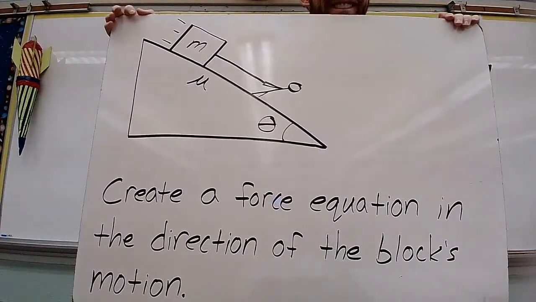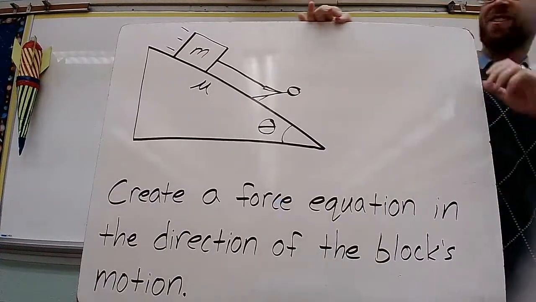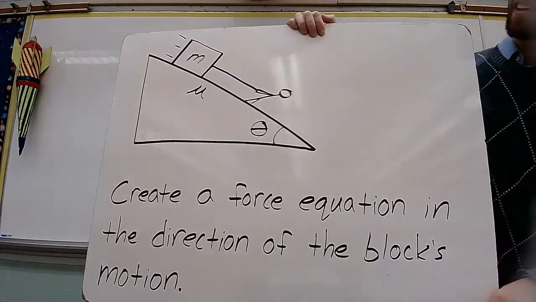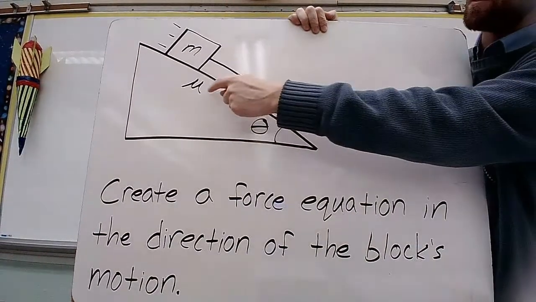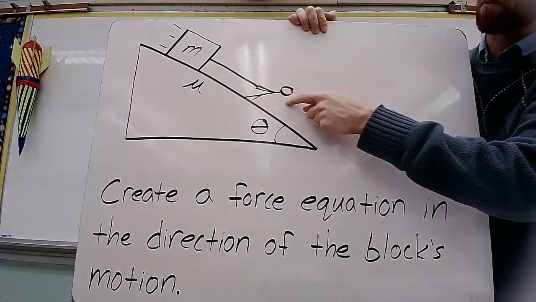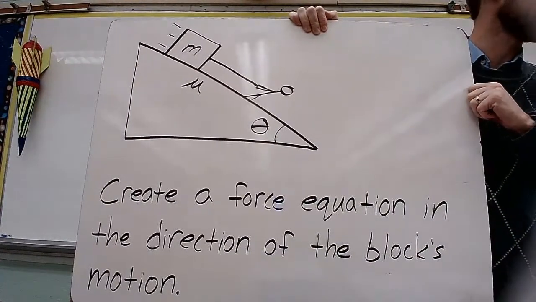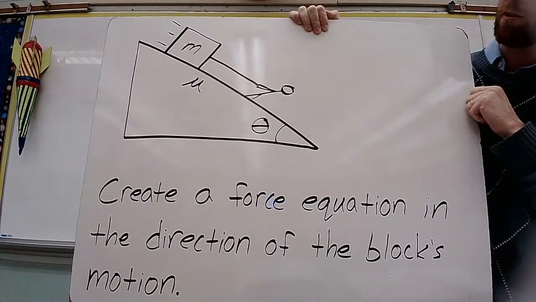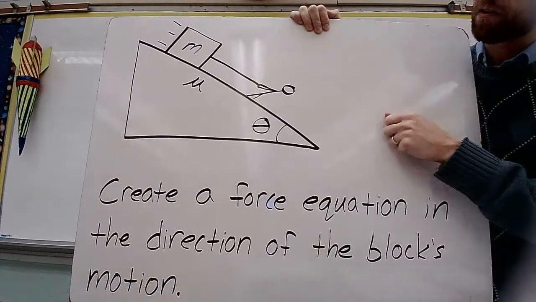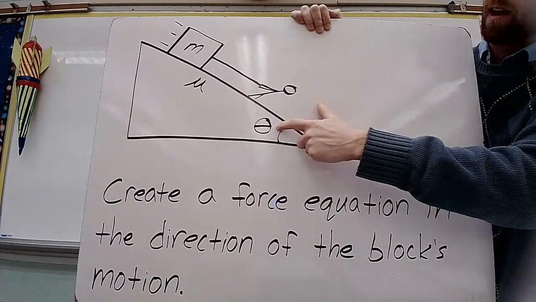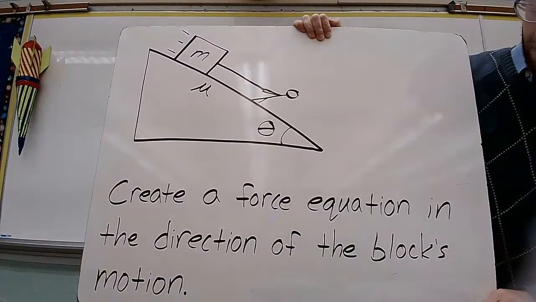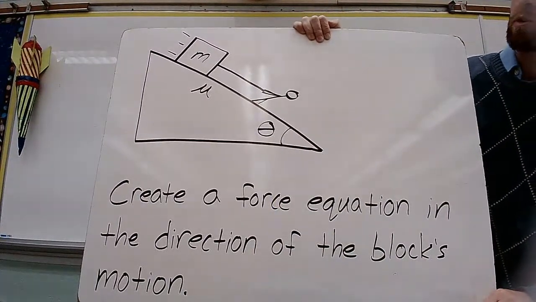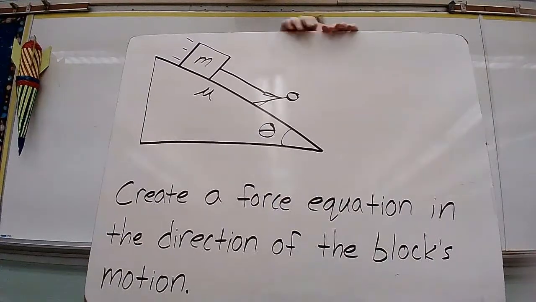Okay, so let's take a look at the question here. This guy, as I mentioned, is pulling this mass down the incline. You can see there's friction here, and he's having a pretty hard time doing it. That's why he's angled so much. He's using all his strength to pull this mass down, and we have the angle as being equal to theta. So create a force equation in the direction of the block's motion. That's the main thing we're going to be doing here.